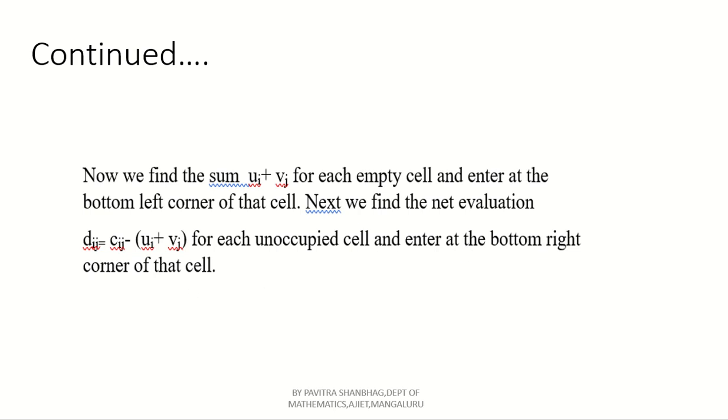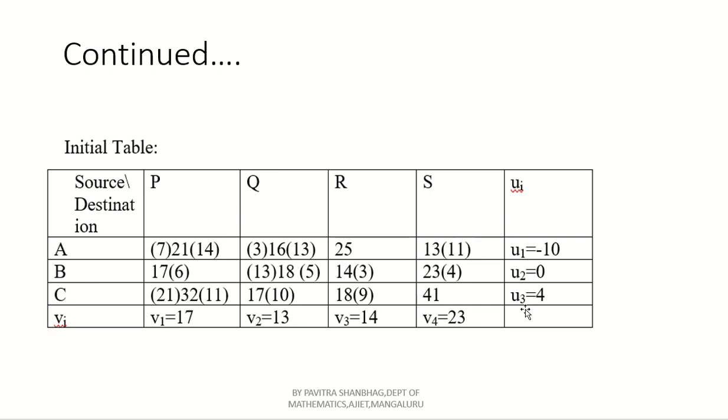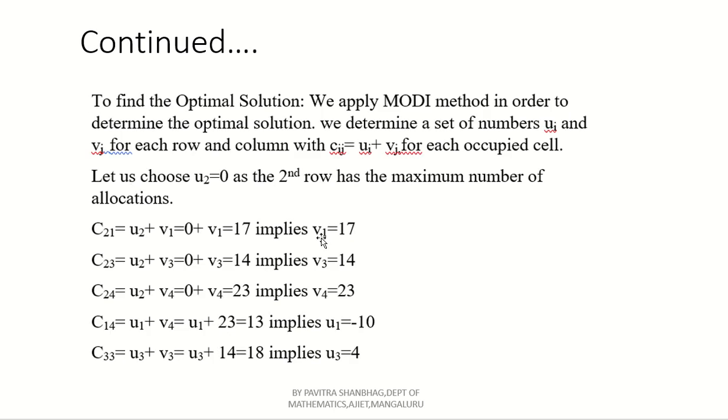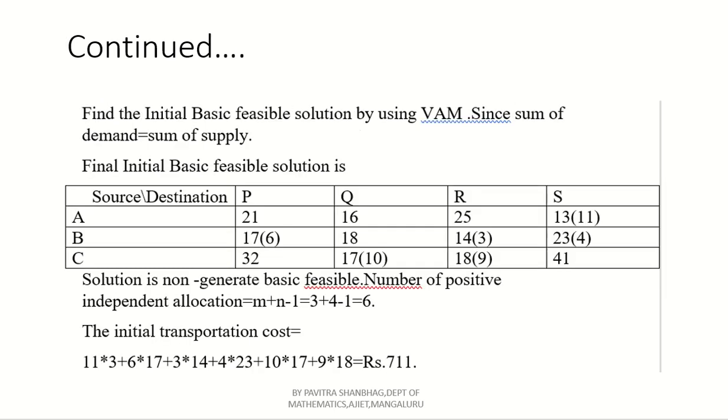See here, whatever we obtained for ui and vj: u1 is minus 10, u2 is 0, u3 is 4. And what are v1, v2, v3, v4? We have done here: v1 equal to 17, v3 equal to 14, v4 equal to 23. And v2 you have to find. What is that? c22 means u2 plus v2. So u2 is 0, v2 is unknown, and c22 is equal to 18.